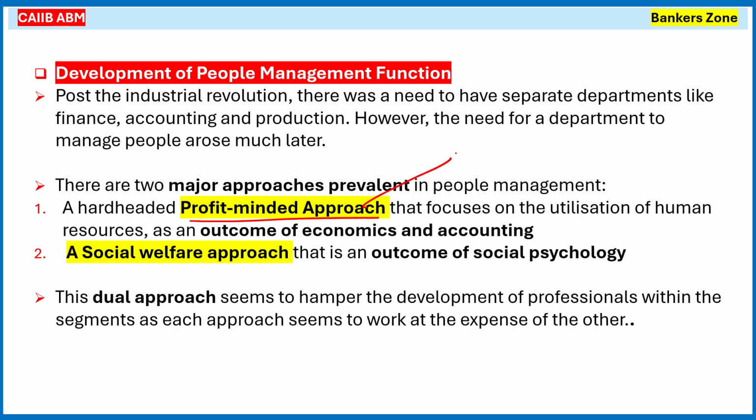So very simple, a simple example. Profit-minded approach: which banks? The private banks. Social welfare approach: a little bit tough, but still we can say the public sector banks. Okay, so in that way you can easily remember.